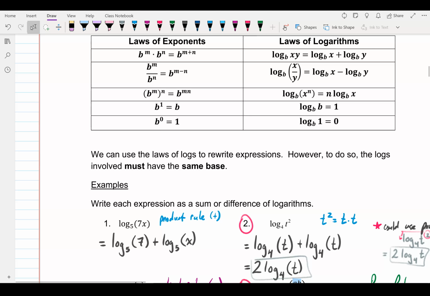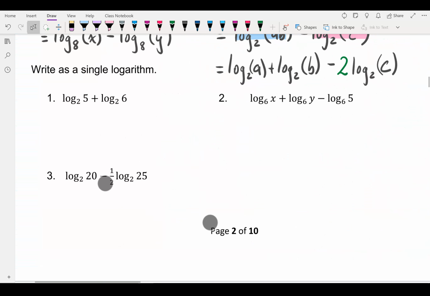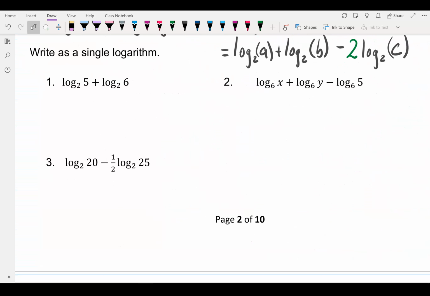Let's do the end of page 2. It says we need to write them as a single logarithm. This is the exact same thing as we just did, just backwards. So they have the same base for number 1. That means we can combine them. They're currently added, so you can combine them into one big log, and it's 5 times 6. Remember, this is the product rule, just done a different way. 5 times 6 is 30.